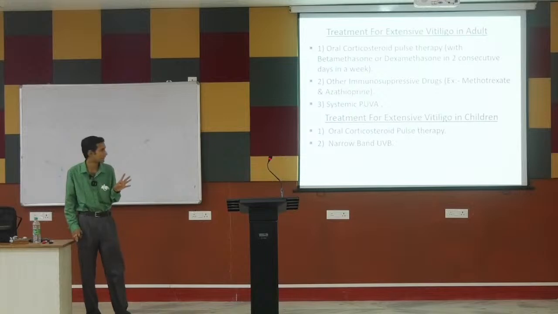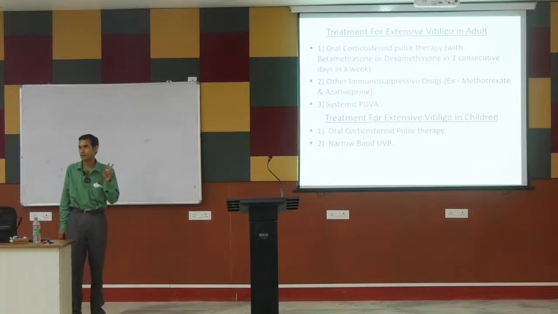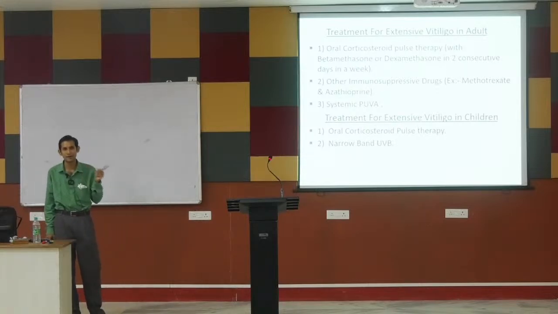Oral corticosteroid mini pulse therapy, or systemic corticosteroid pulse therapy, is usually done with betamethasone or dexamethasone or methylprednisolone on 2 consecutive days in a week. That means Saturday and Sunday. 0.1 milligram per kg body weight for several months can be given to arrest the disease process.